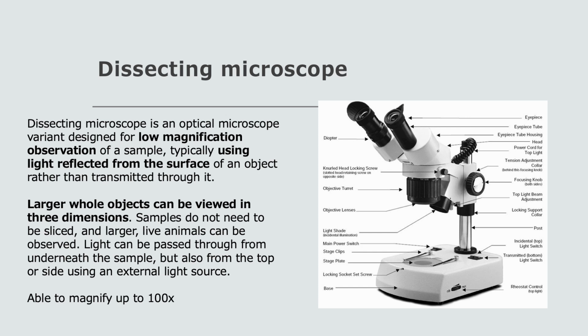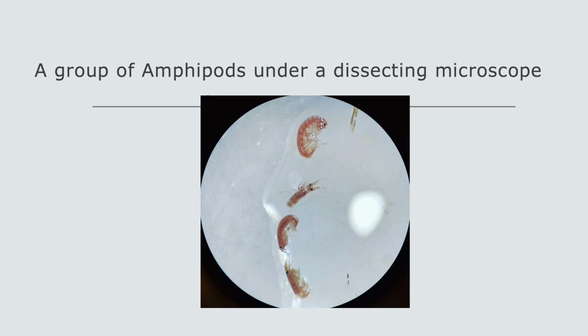The light can be passed through from underneath the sample, but it also comes from the top, or if you have an external light source, they can use that on the sides. A dissecting microscope is able to magnify up to 100 times. Here's an example where the dissecting microscope has been used, where they're able to actually look at the little organisms.